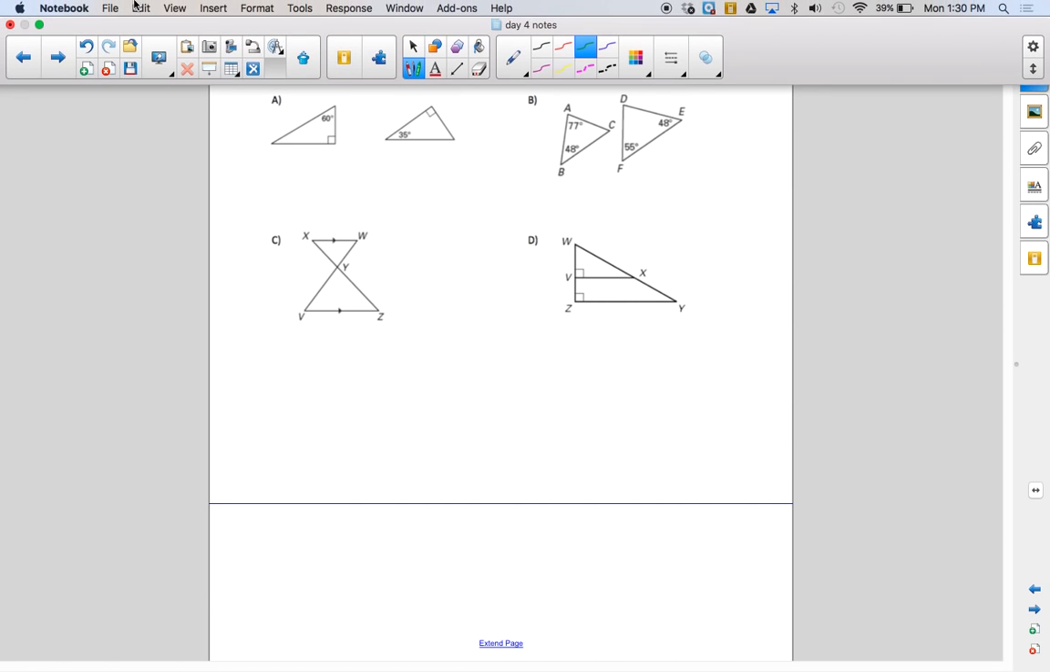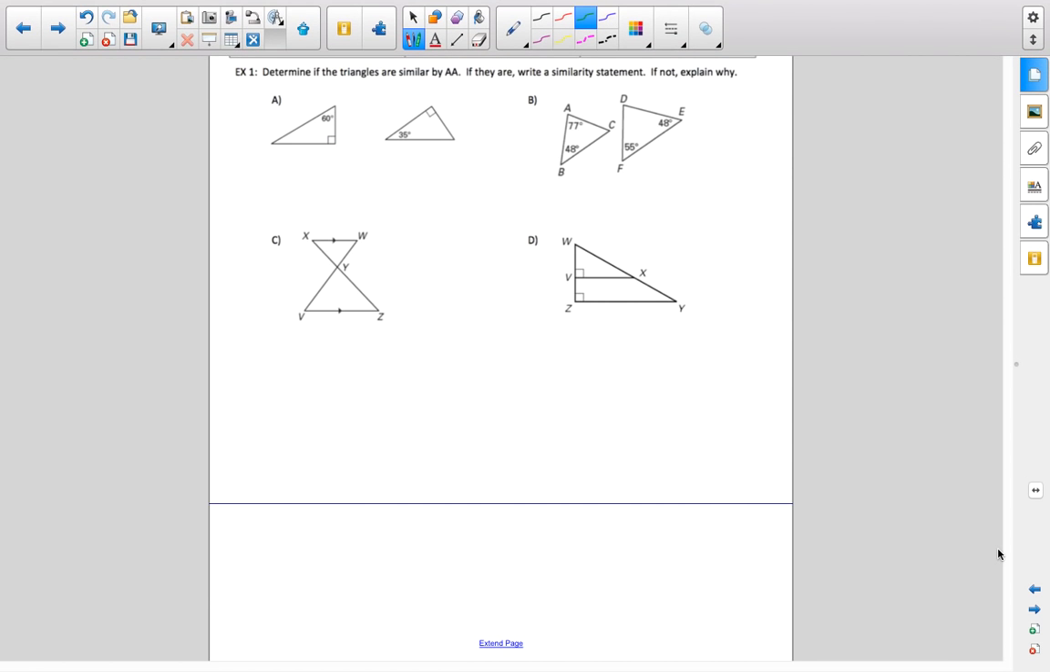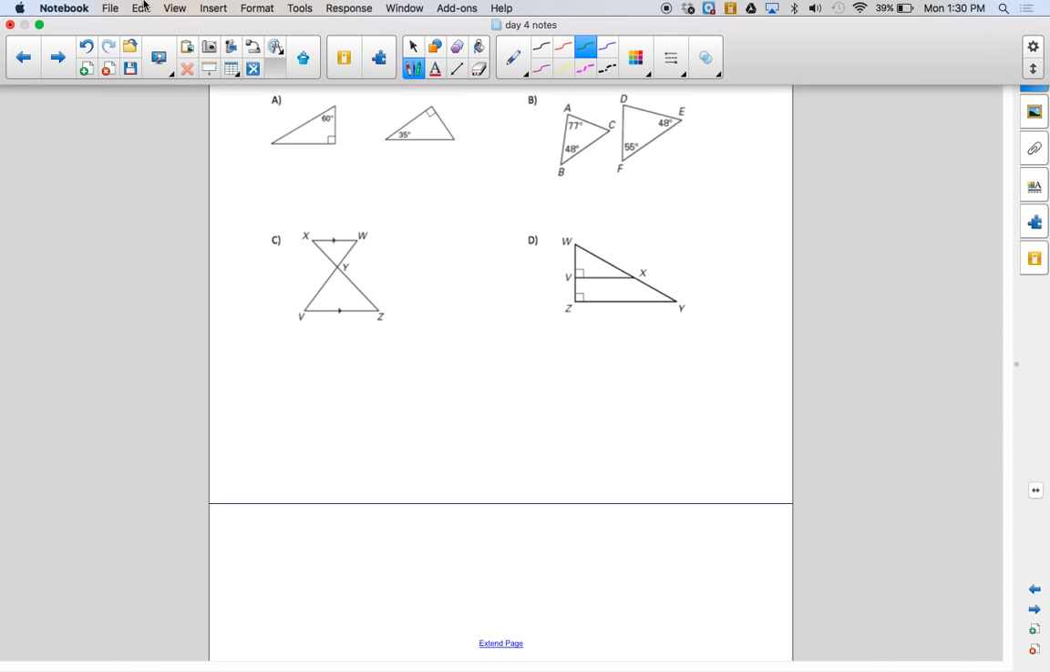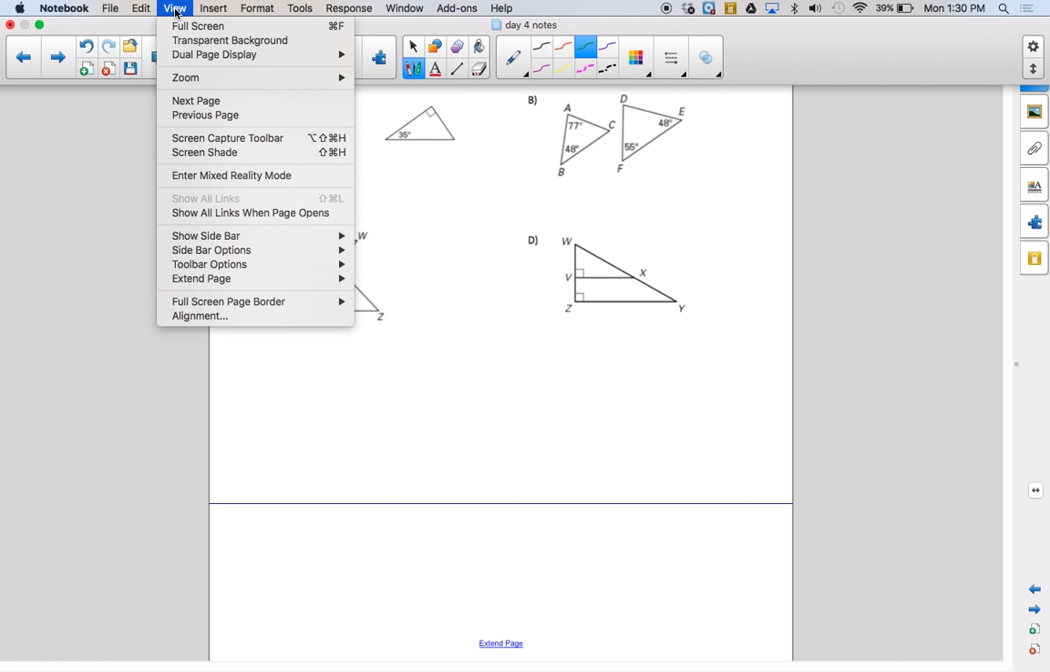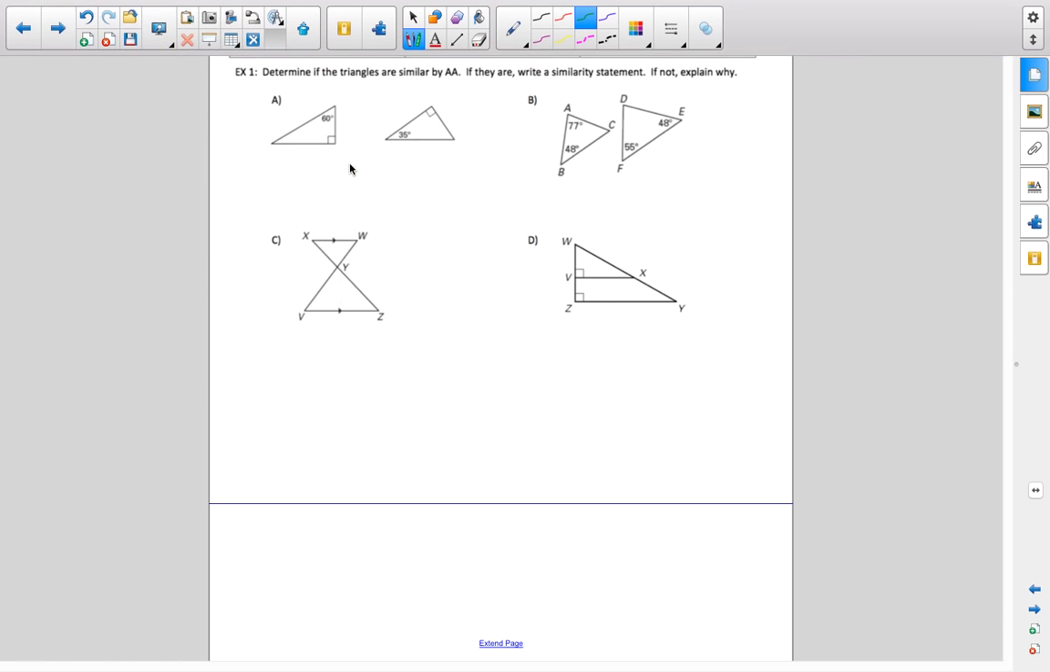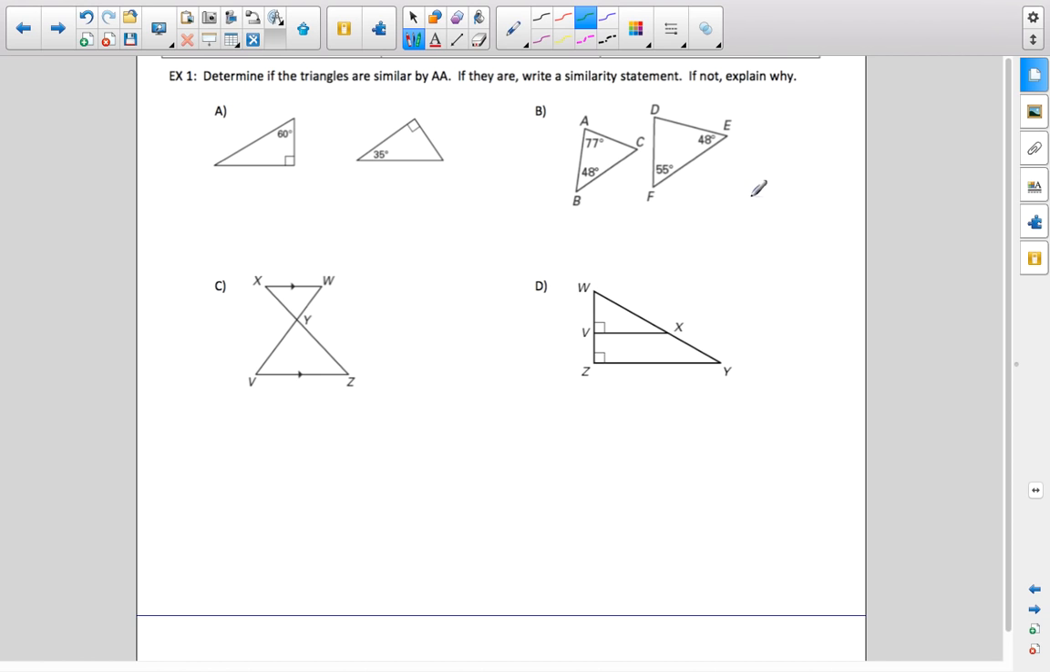Okay, so let's look and see if we can, let's see if I can do this without, nope, I guess not. Better go here, and I'm going to zoom in. Let's go to 125% so we can see a little bit better. Of course, it's the same thing on your page.